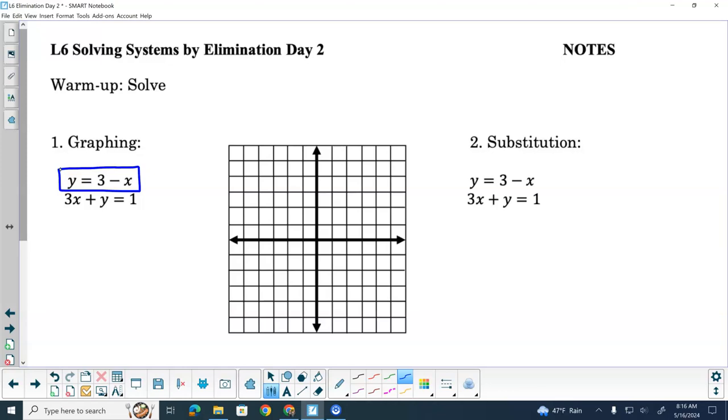Okay? I'm going to change it. I'm going to make it look like y equals negative x plus 3, because then it's in y equals mx plus b form. Okay? So Bryce, what's my y-intercept? Okay, so where's that? From the origin? Yep, up 3 from the origin. Okay. Tom, what's the slope of the blue line?